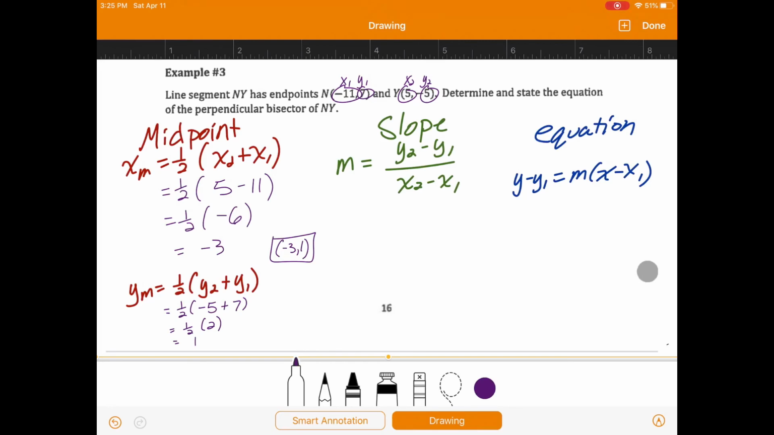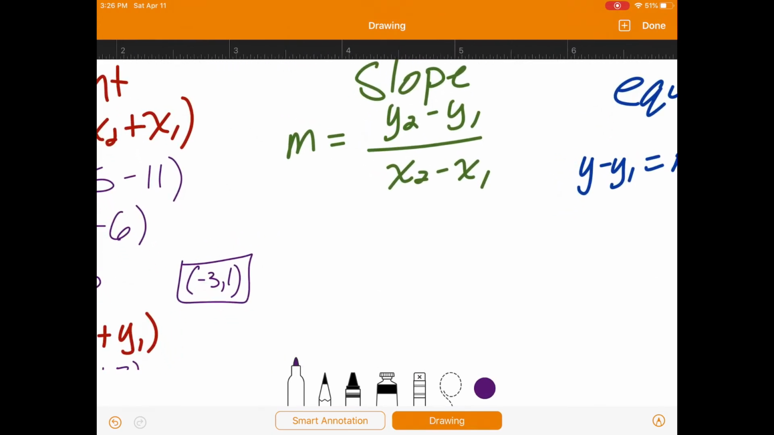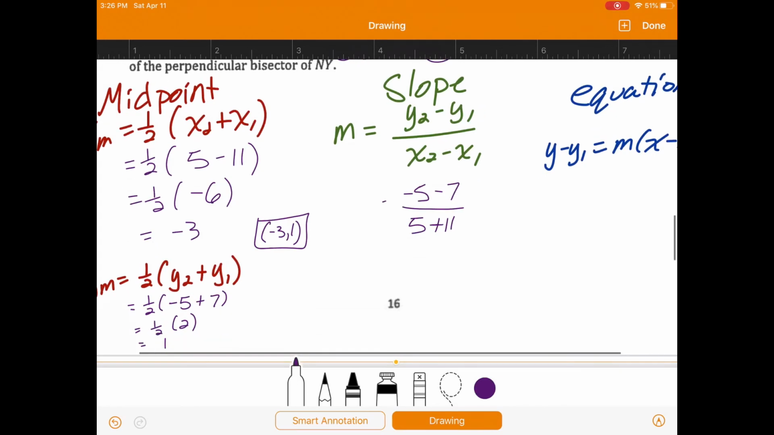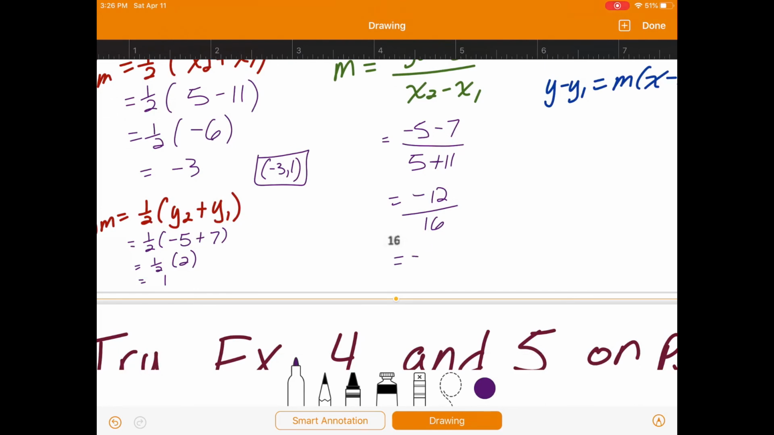So our next part is going to be the slope. We're going to use the same x's and y's as we did before. So we're going to do the difference in the y's, negative 5 minus 7. And that's going to be over the difference in the x's. So that's going to be 5 minus a negative 11. So that's the same as plus 11. So the top is going to be negative 12. The bottom is going to be 16. And that reduces to negative 3 over 4.